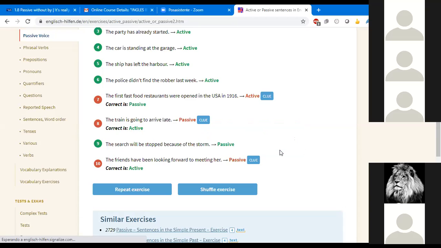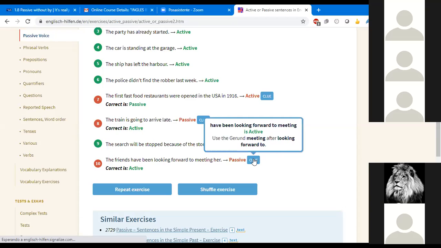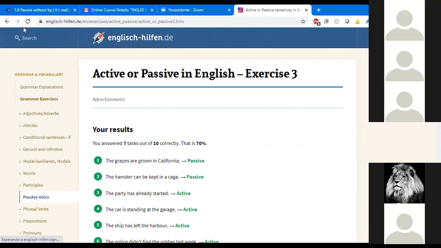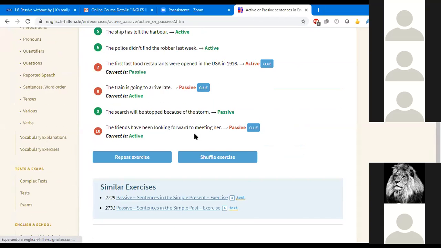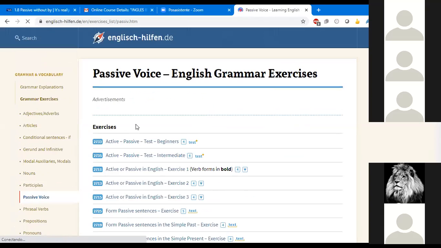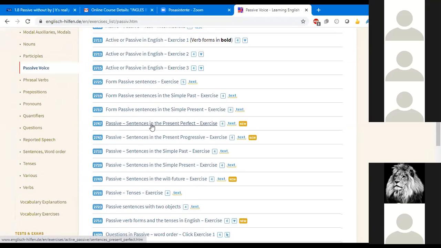Okay, here we have, it is. Have been looking forward is used with the gerund after looking forward to. Okay, so it is active. Yes. Okay, you got it. Okay. Here, you need to pay attention to those exercises. And then you can find more.